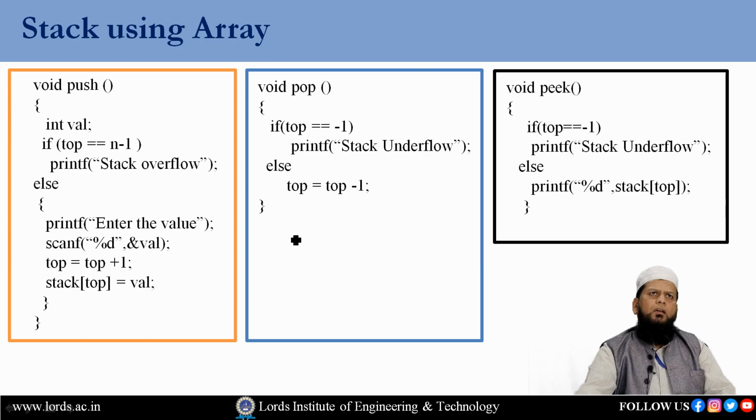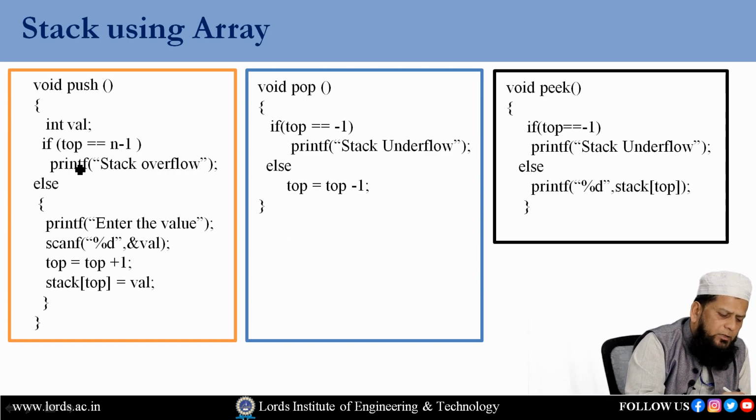So now you can see here, the push function, whose return type is void. Since I'm writing a function and the value will be taken inside the function, I have not passed any argument to the push function. If you are implementing it in another way, then you can pass the value directly to the push function. Now here in this program segment, we have declared one variable val of type int, and then before inserting an element, we are going to check if top is equal to n minus 1.